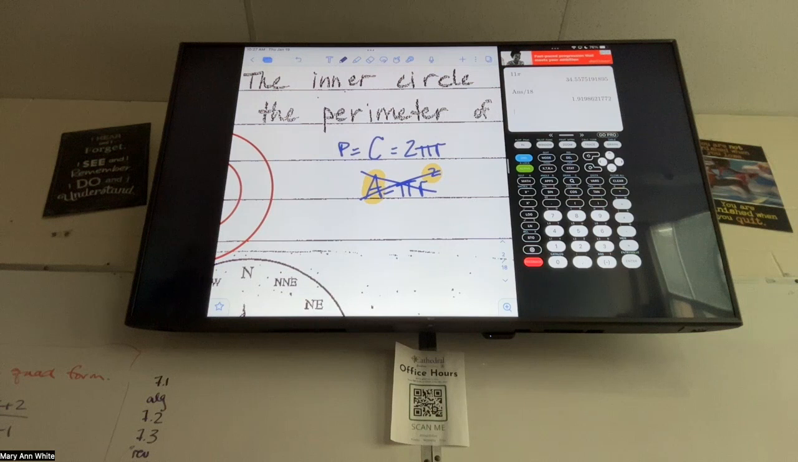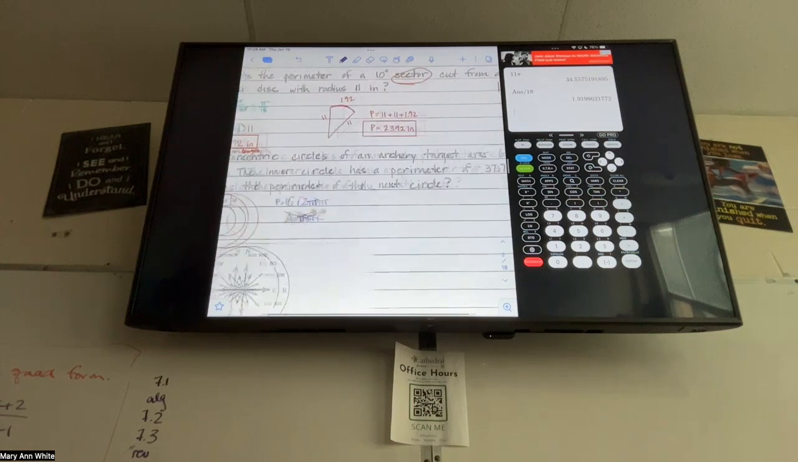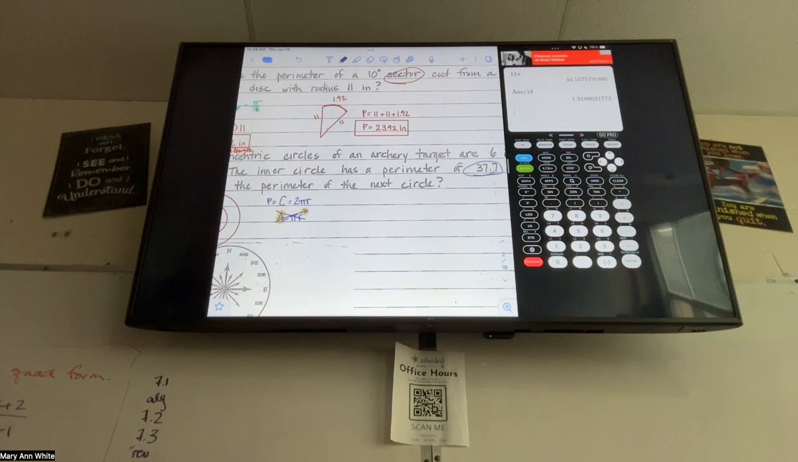And then it says, what's the perimeter of the next circle? Okay, well, if we have the perimeter of the first circle, what's that going to help me find of that first circle? Yeah, Maggie. Radius, very good. So if I know the circumference is 37.7, I'm going to plug that in for my C and I can find R really easily from that. 37.7 equals 2 pi R.